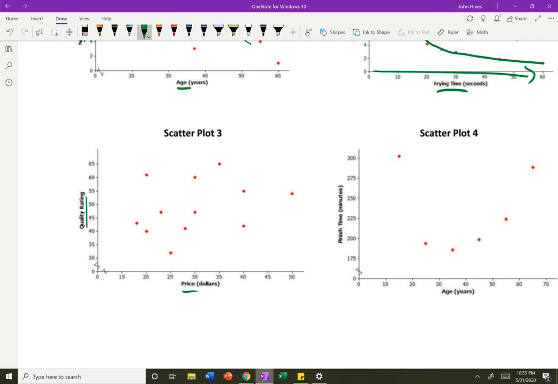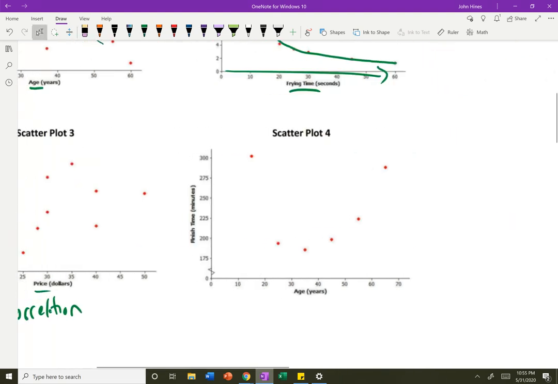Here I have price and quality rating, and it appears like I got a whole bunch of nothing going on here. So I'm going to say there's no correlation between these two. It's just a whole bunch of scattered dots. There's nothing really going on, so I'm just going to say no correlation.